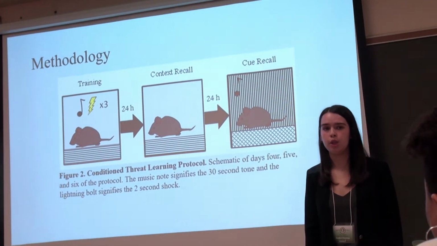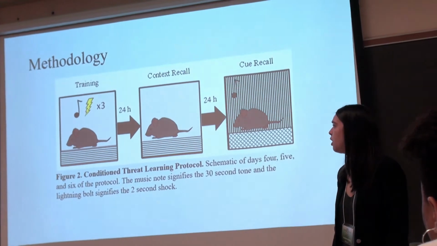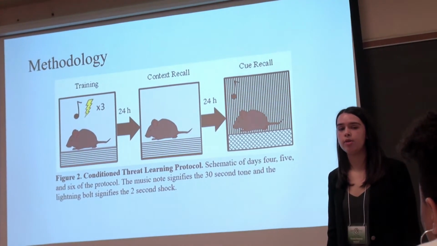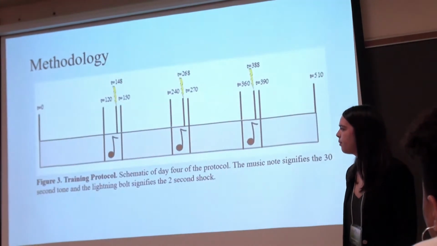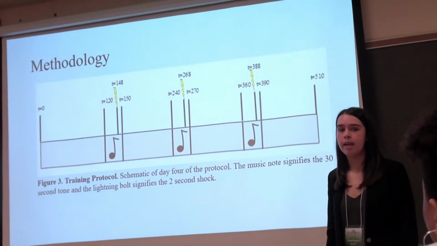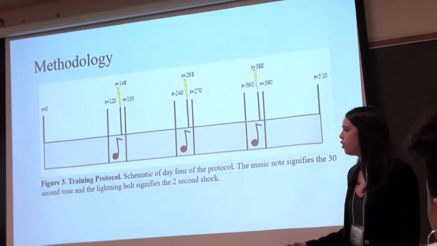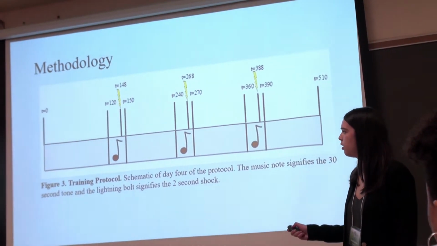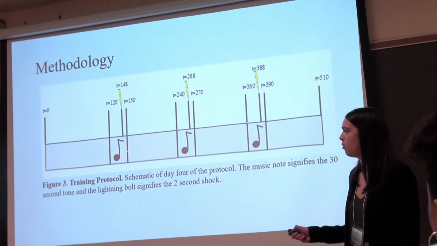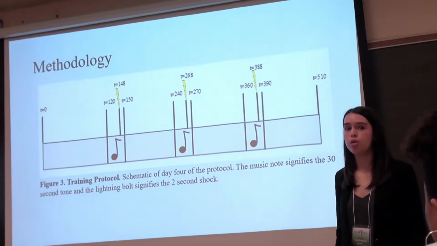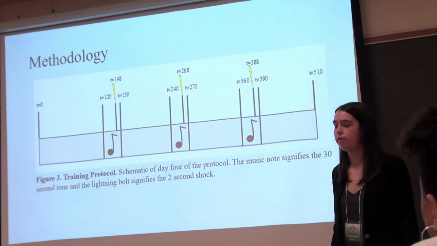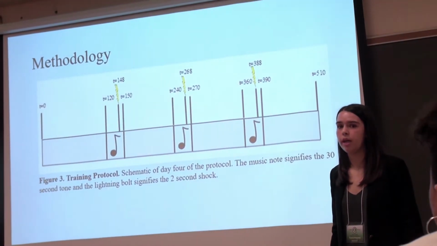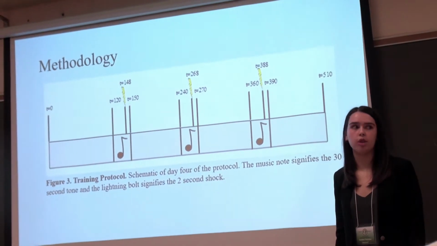24 hours after contextual recall, mice were placed into a novel context and the same tone from the first day was played. Again, percent freezing was analyzed. Figure 3 is a schematic of the training protocol. The first 120 seconds was an exploratory behavior of the new context. Then the 30-second tone played, and for the last 2 seconds of the tone, the foot shock was administered. This exploratory behavior followed by tone and foot shock pairing repeated for a total of 3 times.